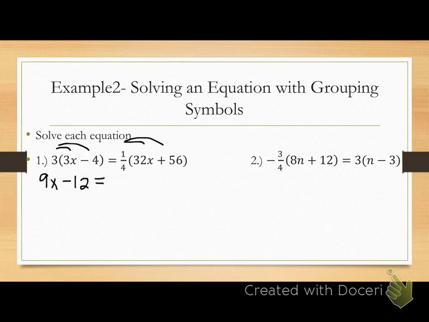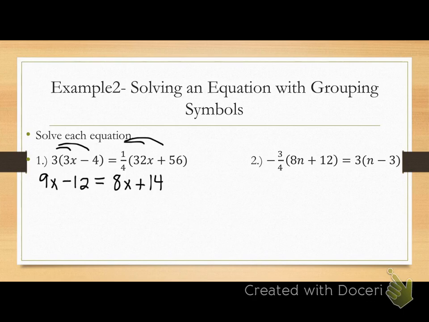Now on the right, I'm distributing 1/4 through my set of parentheses. 1/4 times 32x would give me what? 8x. 1/4 times 56 would give me 14. Any questions on either side's distribution? We good with the distributive property?